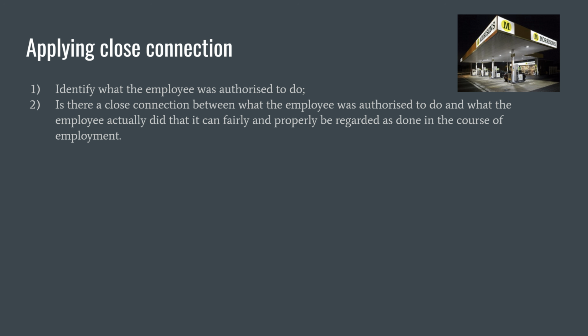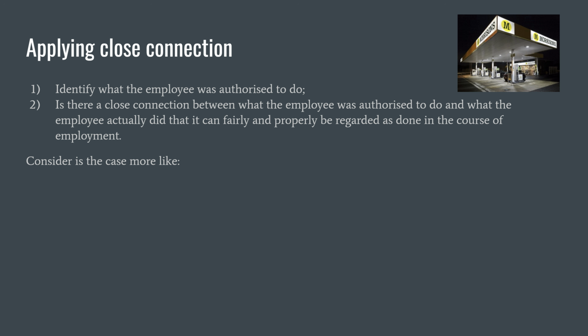So how would we apply the close connection test? Well, first of all, you need to identify what the employee was authorised to do, and then you need to see if there's a close connection between that and what they did, so that it would be fair and proper to regard it as done in the course of employment. This means that there's going to be liability even if the employee is misusing their position, ignoring specific instructions, or even acting criminally.